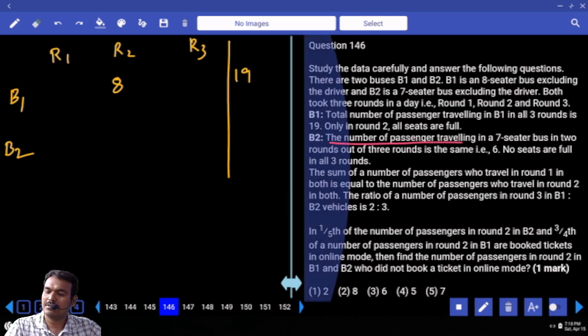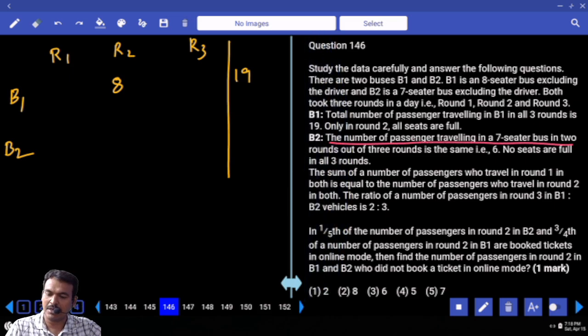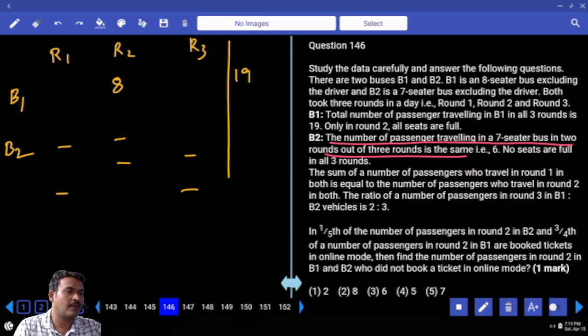Next, what is the next one? The number of passengers traveling in a 7-seater bus in 2 rounds out of the 3 rounds is same. Out of the 3 rounds, 2 rounds are same. Means round 1 and round 2 are same, or round 2 and round 3 are same, or round 3 and round 1 are same.